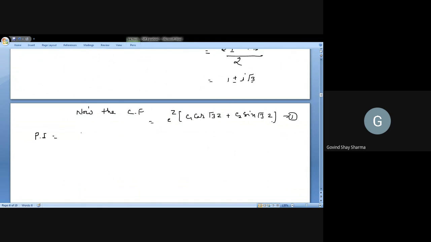PI is equal to 1 upon D square minus 2D plus 4, acting on cos z plus e to power z sin z. Okay, separate both terms: cos z upon D square minus 2D plus 4, plus e to power z sin z upon D square minus 2D plus 4.